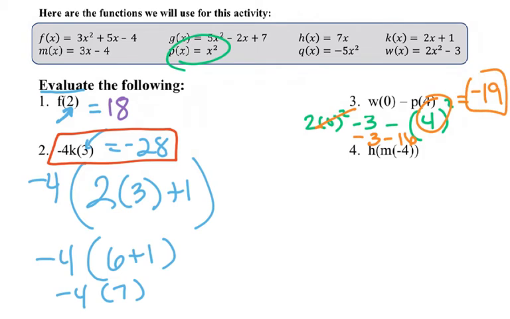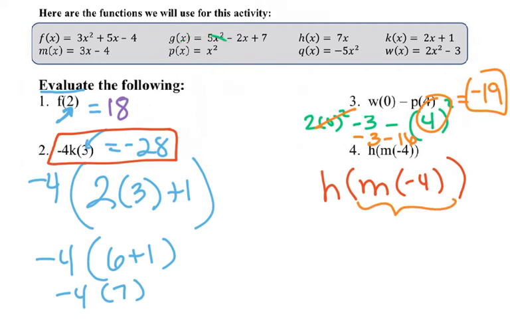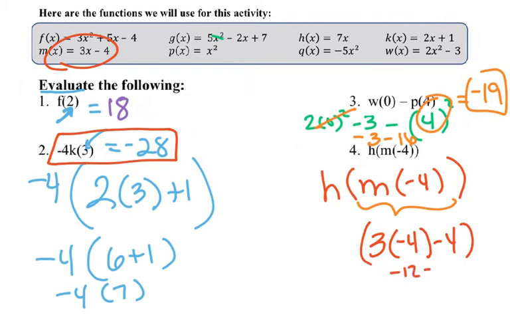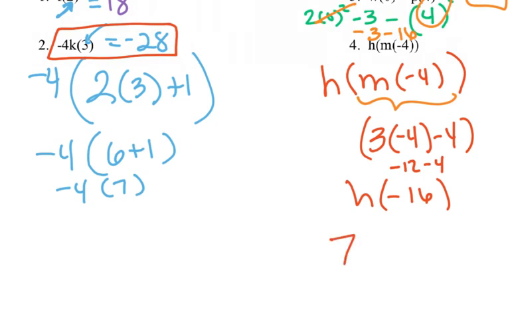And for number 4, this one gets a little bit confusing. You're going to have h of m of negative 4. So it's just like with parentheses. You're going to work from the inside out. So first find what m of negative 4 is. So I'm going to come up here and find m. And so I'm going to do 3 times x, which is negative 4, minus 4. And that's what m of negative 4 is. So that's going to be negative 12 minus 4, so negative 16. Now I'm going to find h of negative 16. So I'm going to take my h function, and I'm going to say 7 times negative 16. So that is negative 112.